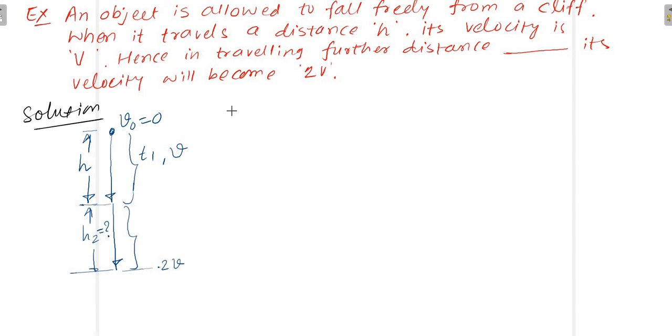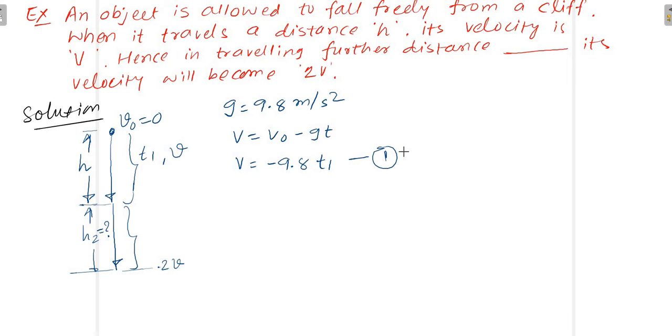So what do we know? We know g is available as 9.8 meter per second square. For the initial situation, we know v is equal to v0 minus gt, and v0 is 0. So for case 1, v is nothing but minus gt, so 9.8 into t. Let me say this time is t1. This is equation number 1.